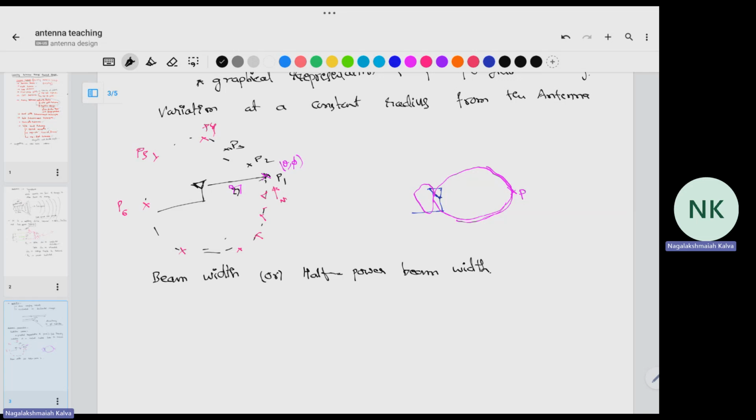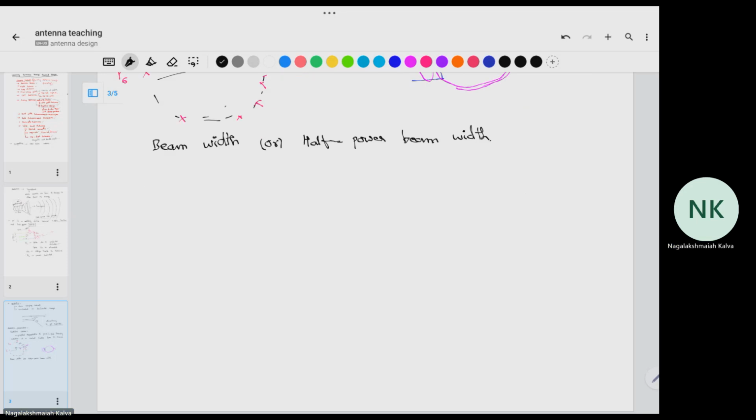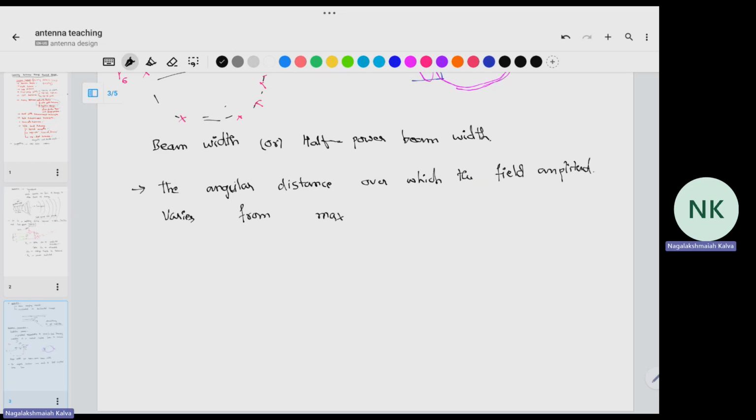This beamwidth, or half power beamwidth, of the antenna is defined as the angular distance over which the field amplitude varies from the maximum value to 0.707 times the maximum value.